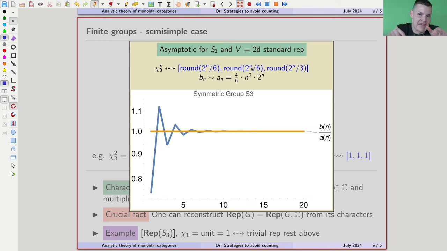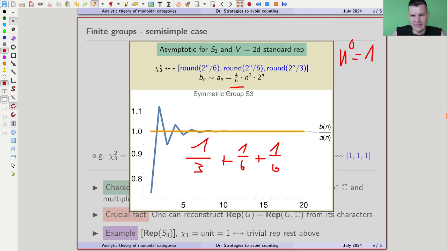Rounding, who cares? Who cares about rounding? And you will get a 1/3, right? 1/3 plus 1/6 plus 1/6 is 4 over 6. That's our correction term. Nothing going on with n to the 0. I just write it out because that's what I wanted to do.